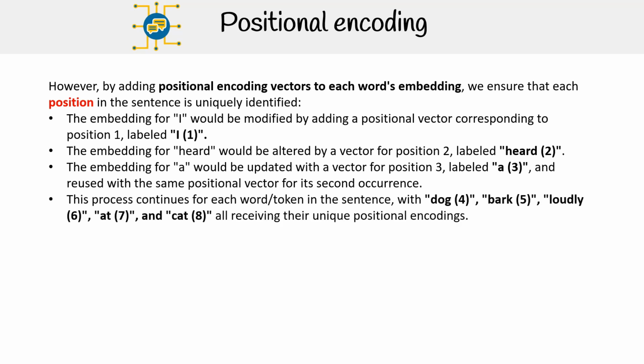This process continues for each word, token in the sentence, with dog 4, bark 5, loudly 6, at 7, and cat 8, all receiving their unique positional encodings.